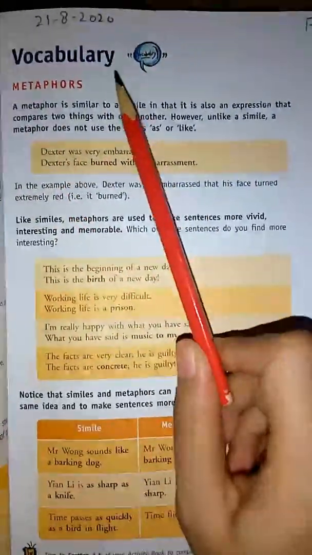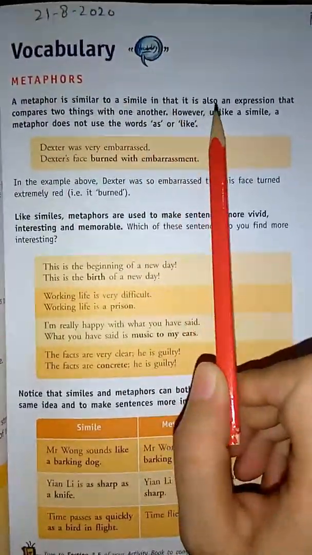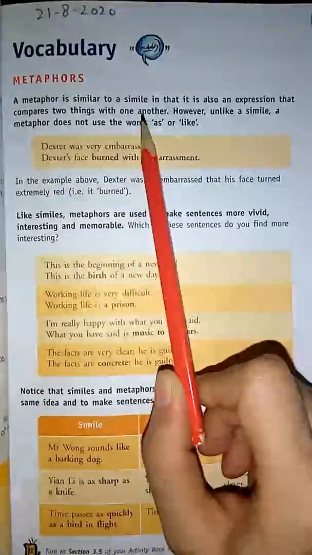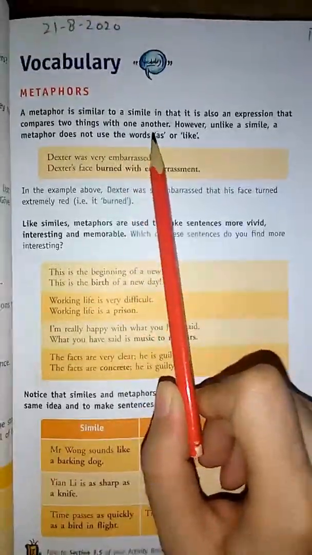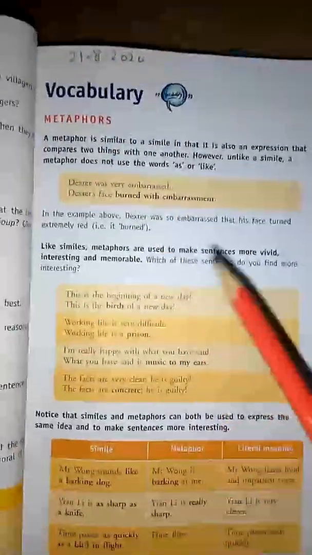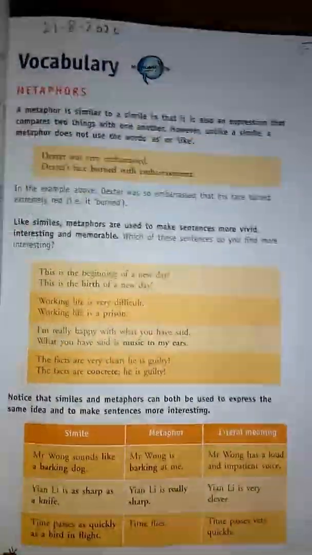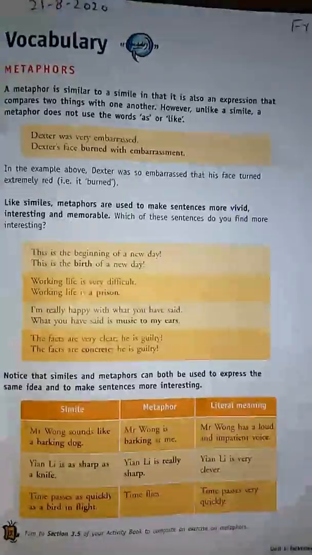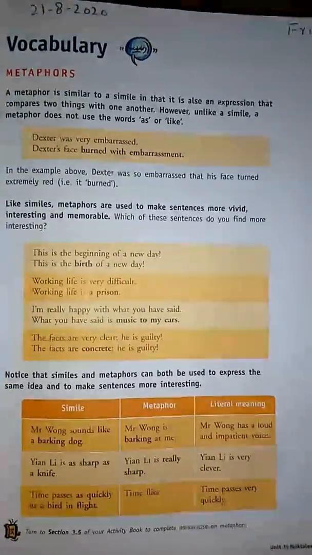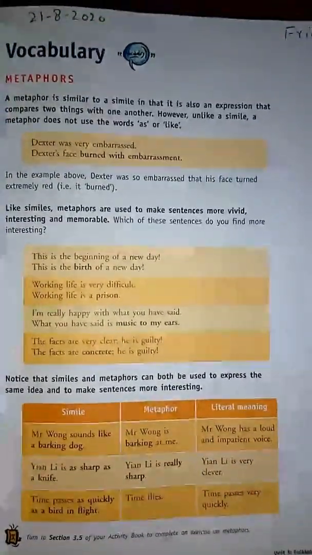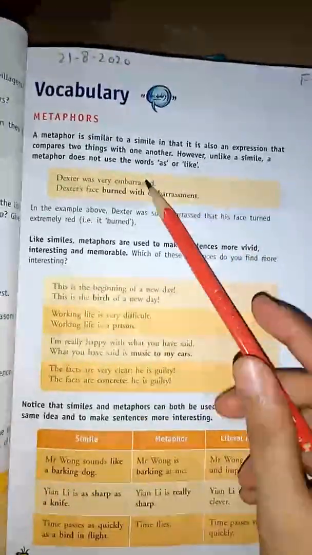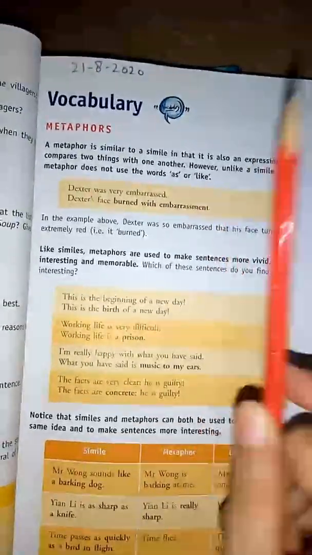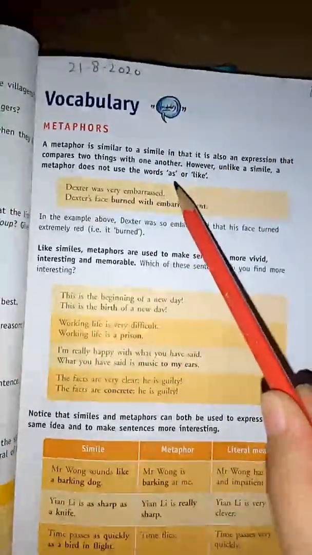A metaphor is similar to a simile in that it is also an expression that compares two things with one another. However, unlike a simile, a metaphor does not use the words as or like. In our previous lectures, we learned about the simile. Metaphors are similar to similes, but in a simile we use the words as and like, while in metaphors we do not use these words.